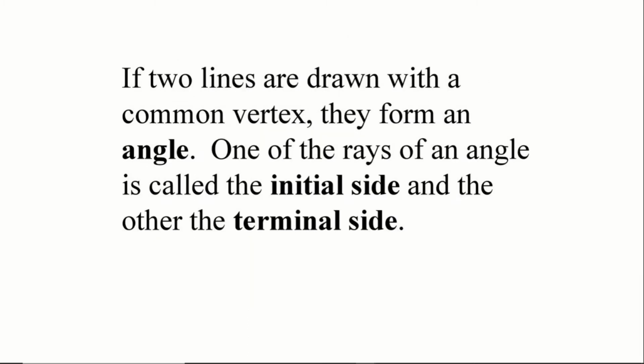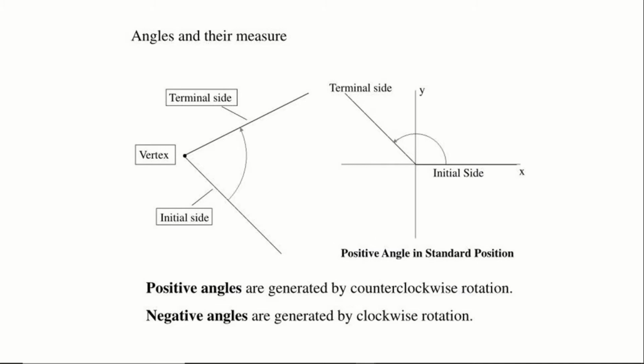If two lines are drawn with a common vertex, they form an angle. One of the rays of an angle is called the initial side, that is where the line starts, and the other, where it rotates, is said to be the terminal side. So we can see here the vertex, initial side and terminal side. One side is initial and the other side is terminal.